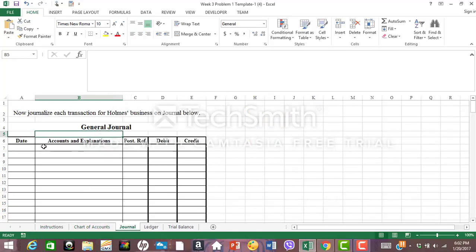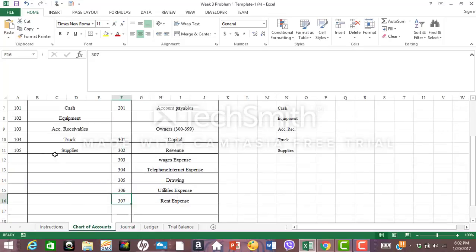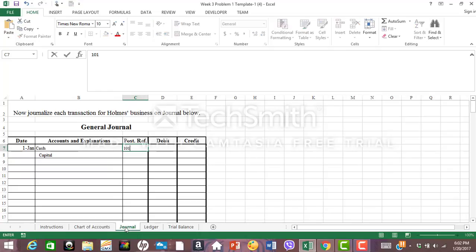So this is what we're going to do. We go to the journal and see the date, January 1st. You could just write January 1. The accounts being affected are cash and capital. The post reference comes from the chart of accounts. Cash is 101, capital is 301. This is very similar to the actual T accounts.